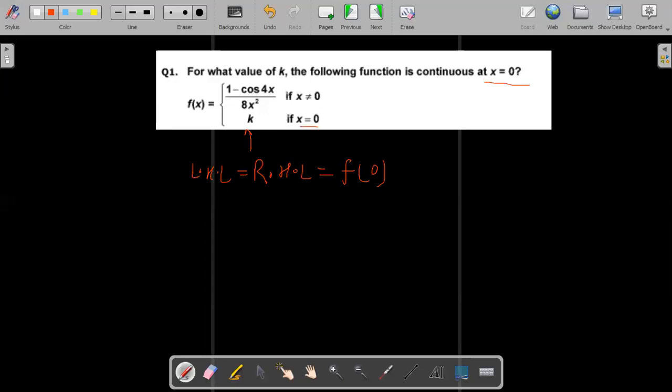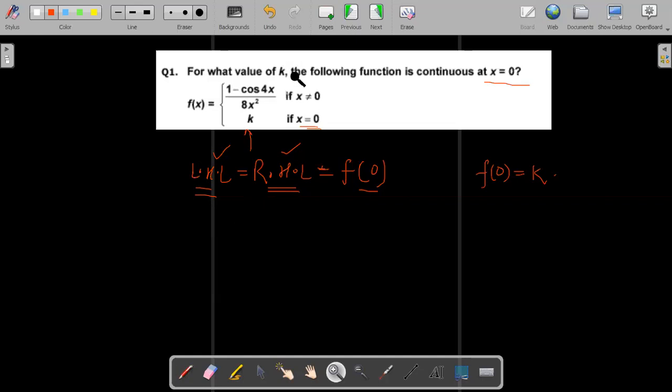For the value of the limit, they have given that f(0) is equal to k. We have to find LHL and RHL, and it can be done only by solving for LHL or RHL, one of these two. If you solve one of these and equate it with this f(0), you will get your answer. So let's find LHL.